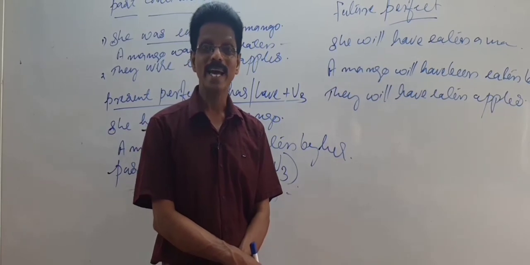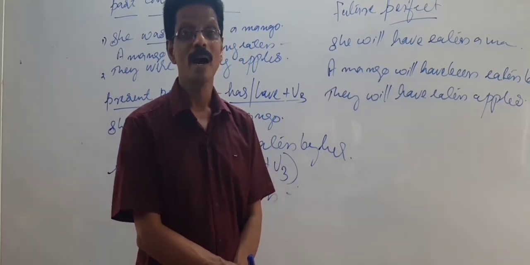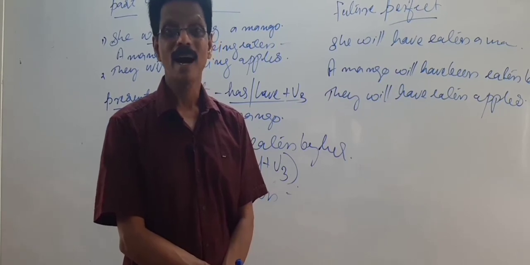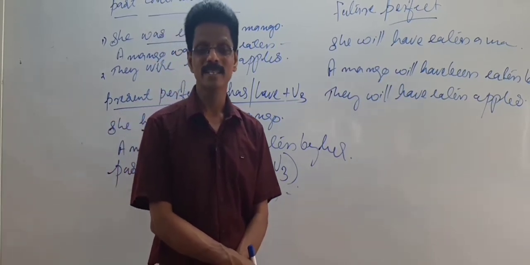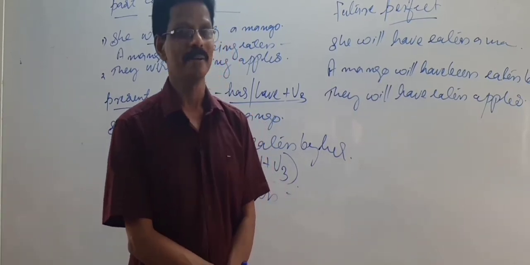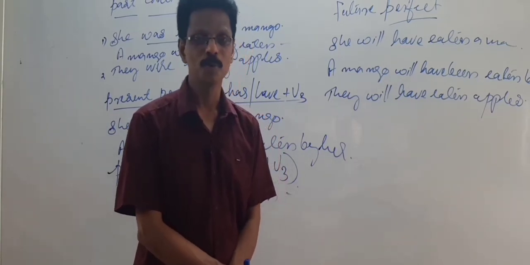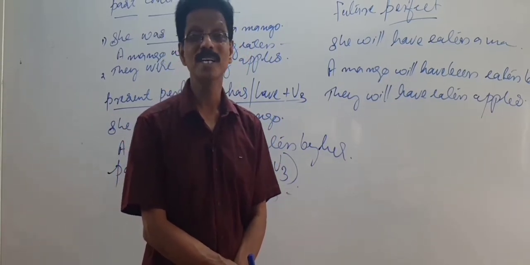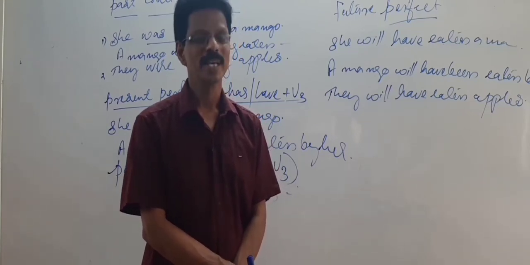I have written a letter. A letter has been written by me. I had written a letter. A letter had been written by me. I shall have written a letter. A letter will have been written by me. Yes, in that way you have to change into other tense forms, that is passive voice statements. I hope it is clear to you. Yes, thank you.